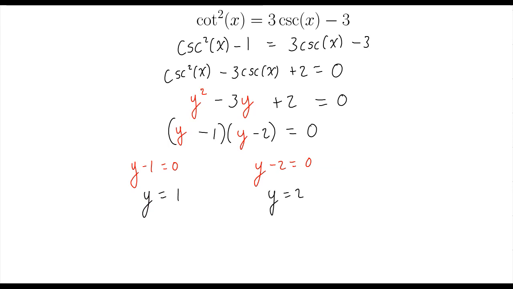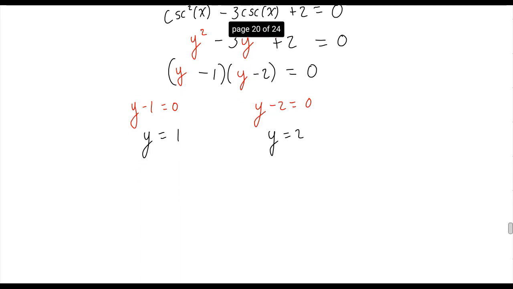Now, what does this really mean? Well, remember, y was just a placeholder for cosecant. Cosecant of x equals 1. Cosecant of x equals 2. Now, typically, we don't remember cosecant off the top of our heads. So what we'll do is we'll rewrite this as its reciprocals.